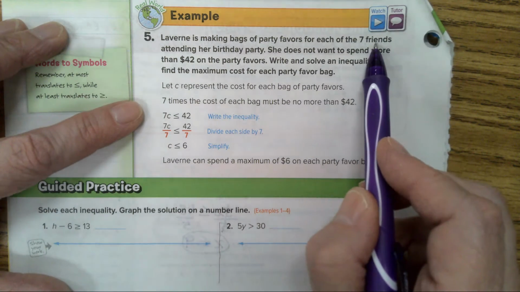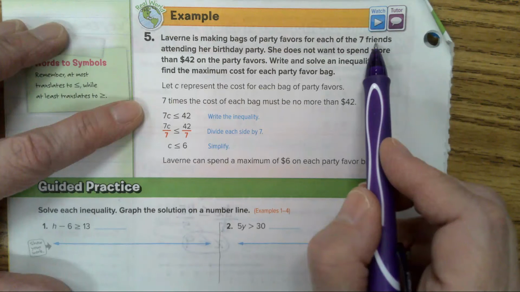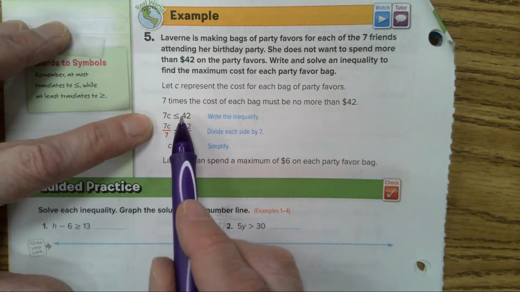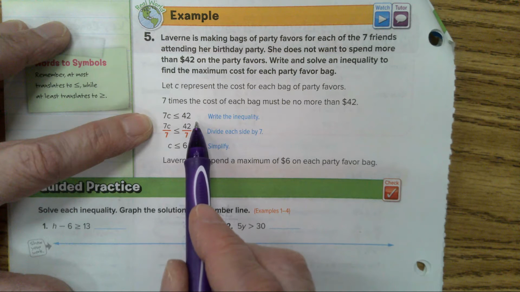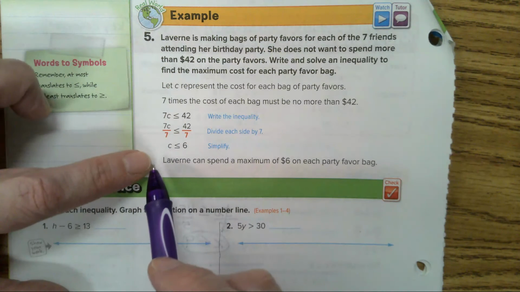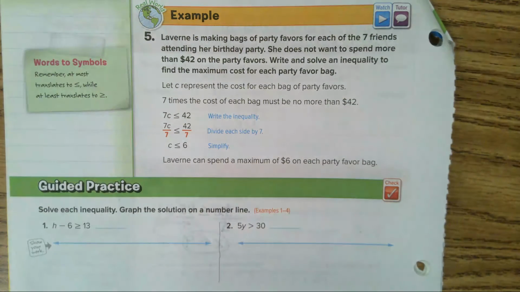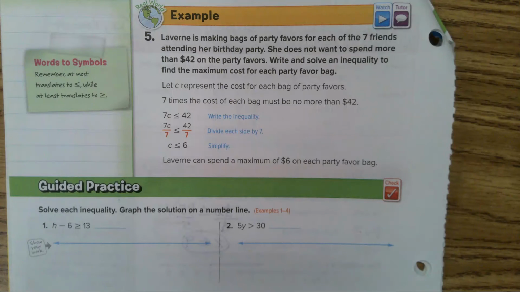So she's making 7 bags. She's not making one for herself, okay? So we have 7 times the cost has to be less than or equal to 42, okay? Divide by 7, and the cost is $6 or less per bag. If she spends all $42, it'll be 6, but it could be less than 6 for each bag.